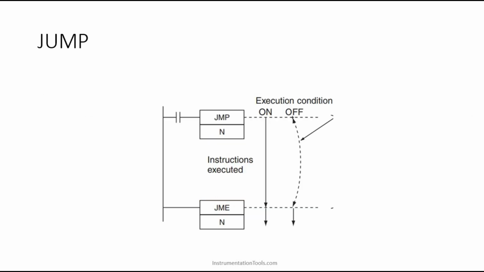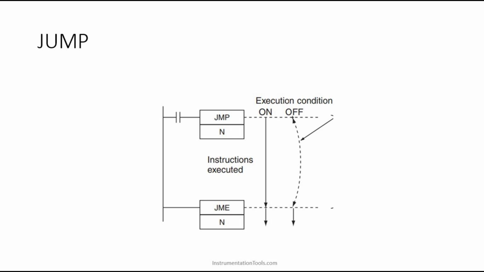So JMP, here you can see, has an input condition, and JME is the end. Obviously, if your project is big, you may need multiple jump instructions, so you have to differentiate between these jump instructions. For that we use the jump number, where n is the jump number.